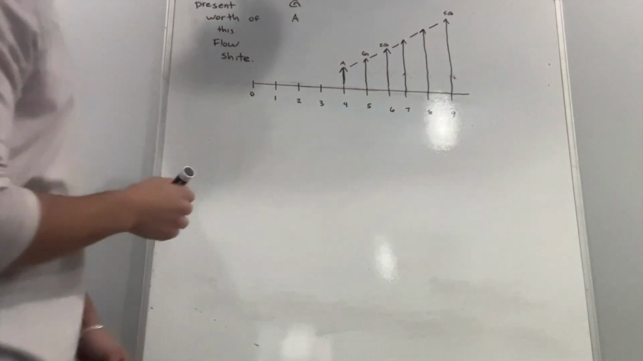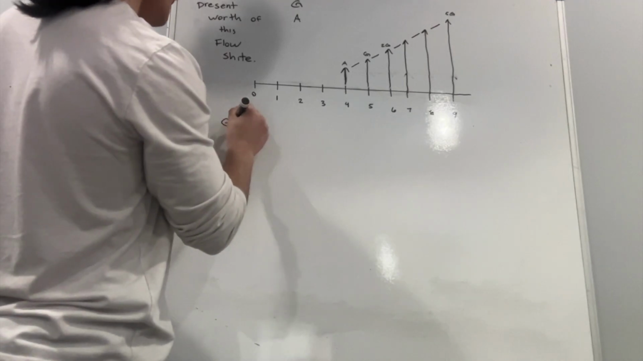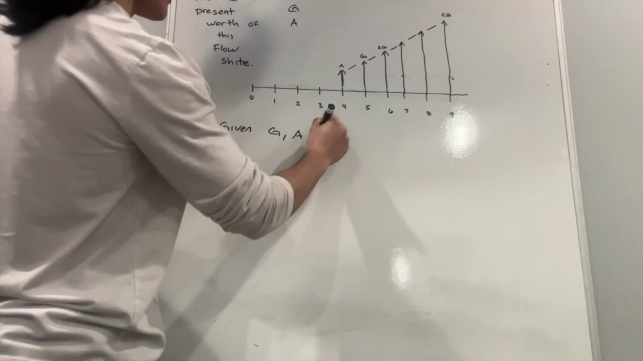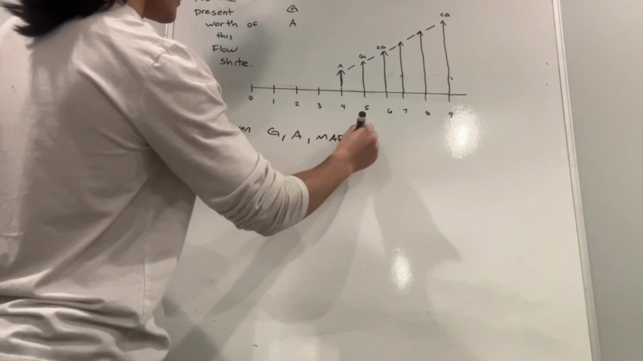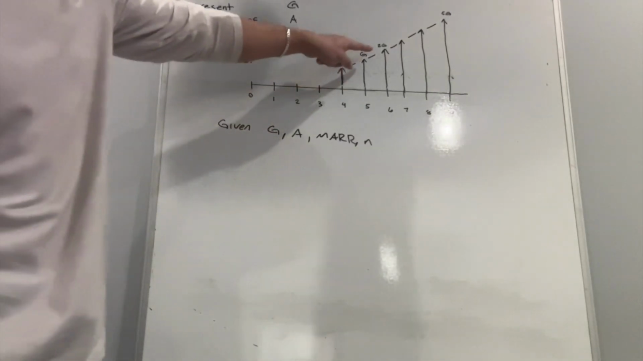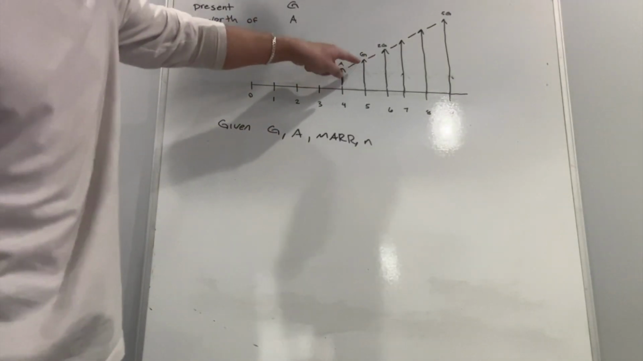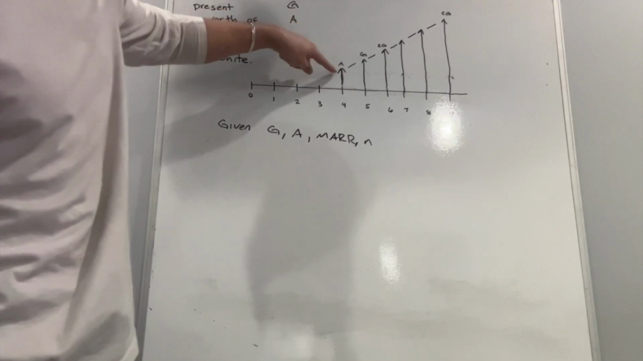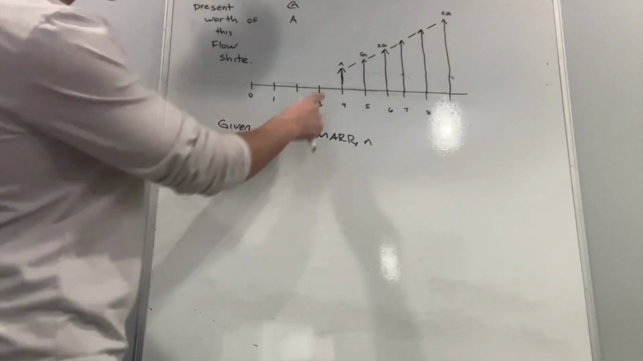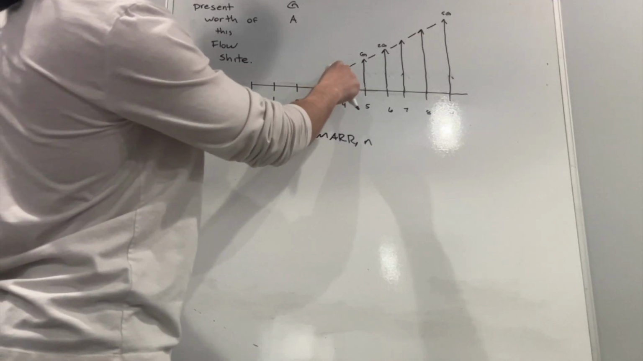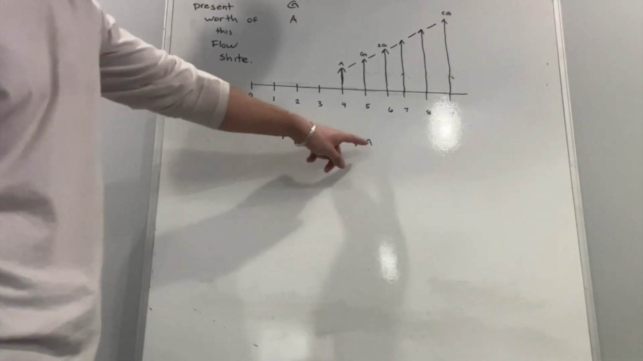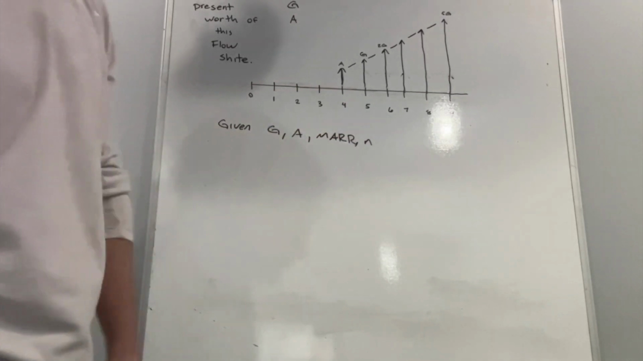Let's do this. Given G, A, MARR. If they give you G, the gradient, or how much it increases, then this is 0, G, 2G, 3G, 4G, 5G. They give you A, whatever this annuity is, MARR, the minimum annual rate of return, or the interest, and N is this one; it's any of these, right?